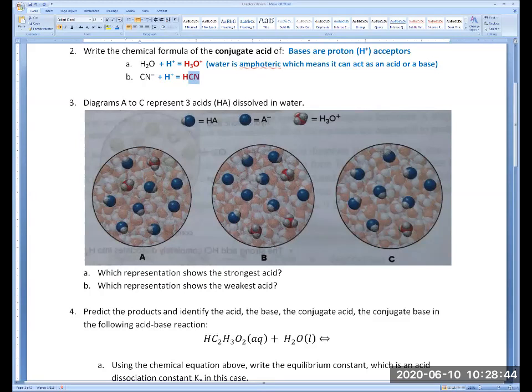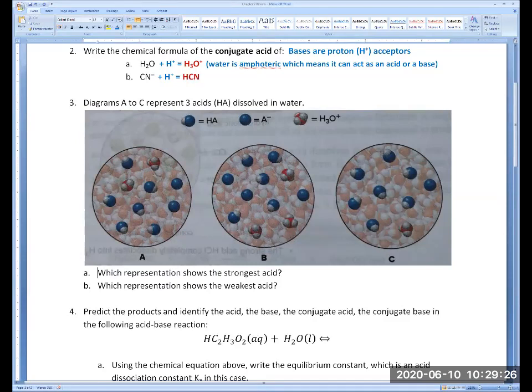And then we see 2 A minus and 2 H plus. In diagram B, we see a lot more H3O+. So 3 H3O+, 3 A minus, and then the rest are HA. And then in diagram C, you see only 1 H3O+, only 1 A minus, and then the rest are HA. So which representation shows the strongest acid and which representation shows the weakest acid?